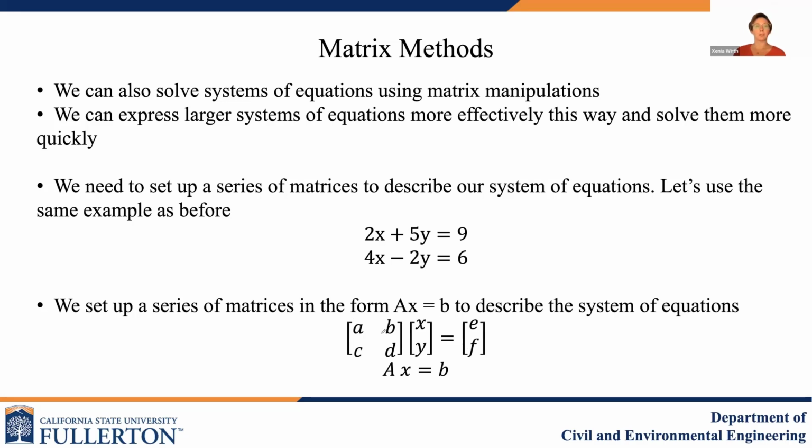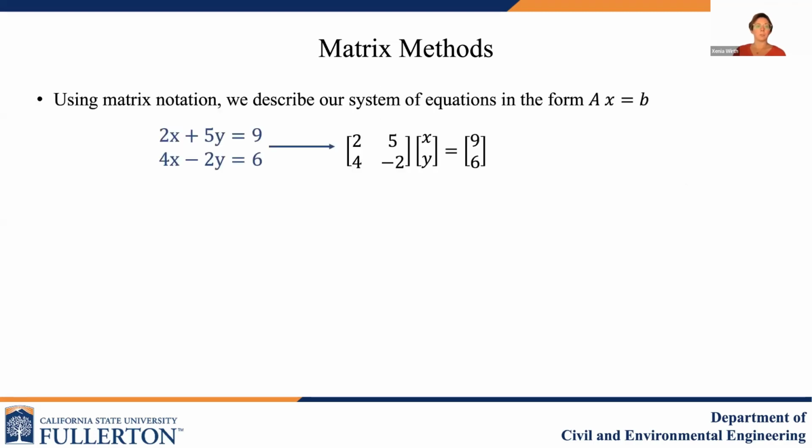And if you were to multiply these matrices out, you would see that you arrive at the same system of equations here. But we call that notation AX equals B, where X is our unknown variable, A are the constants in front of those X and Y values, and B are the solutions or what appears on the right-hand side of those equations. So let's practice by describing our initial system of equations here in matrix notation.